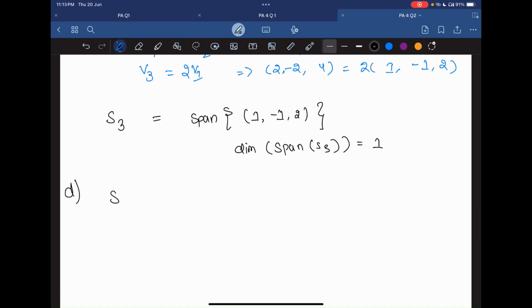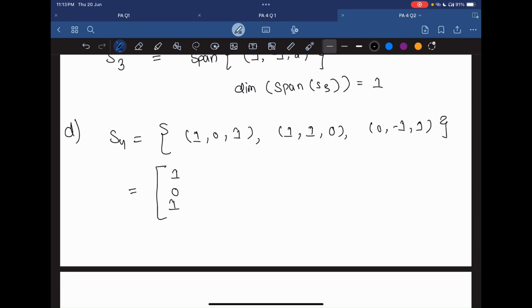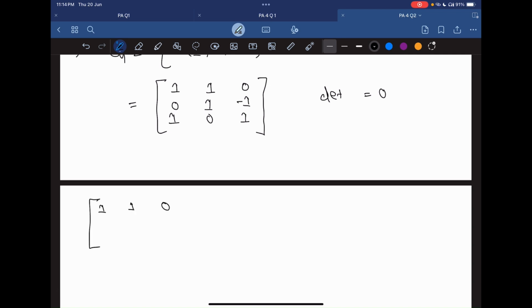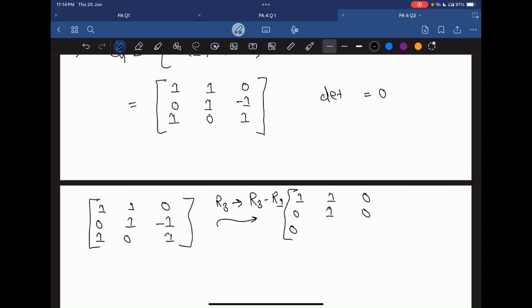Last option. So let's name it as S4. So again, we will use our matrix method. If we first try to calculate the determinant of this matrix, we will find that the determinant is equal to 0. This means the set is linearly dependent. So now let's try reducing this matrix. If we do a row operation on the third row, that is R3 minus R1, then we will get this matrix. On the third row, R3 plus R2.